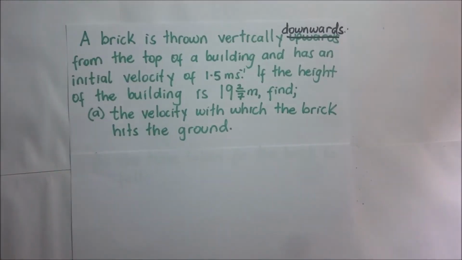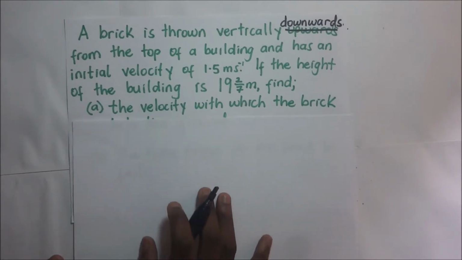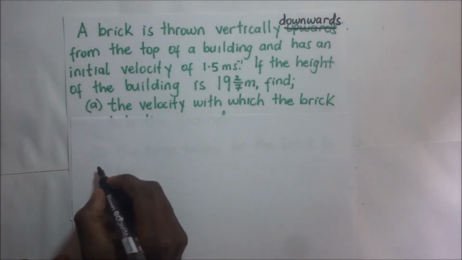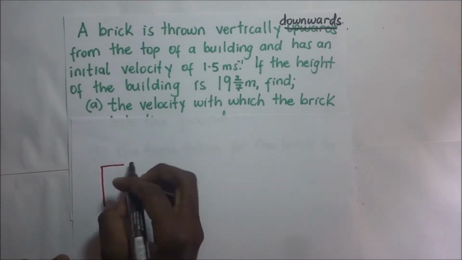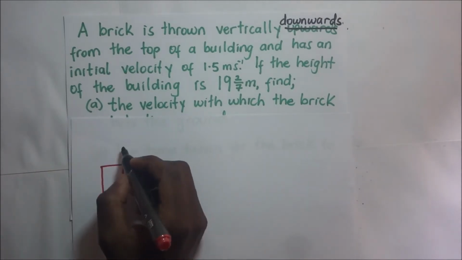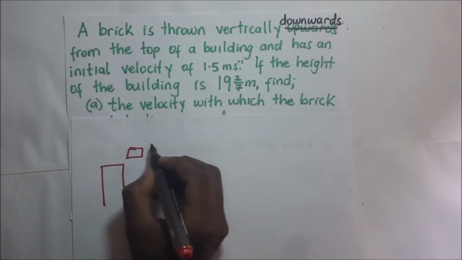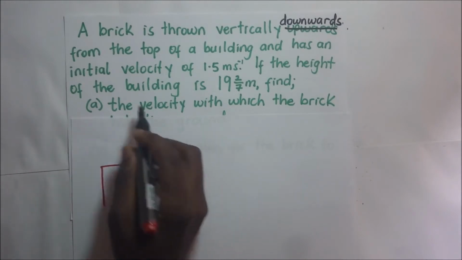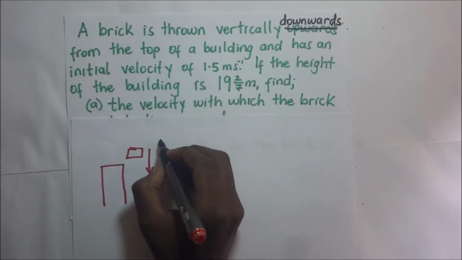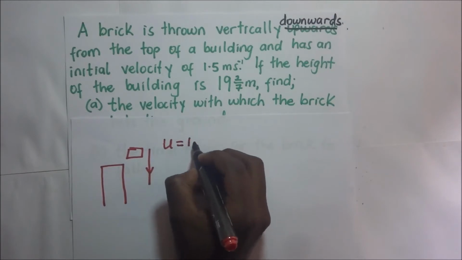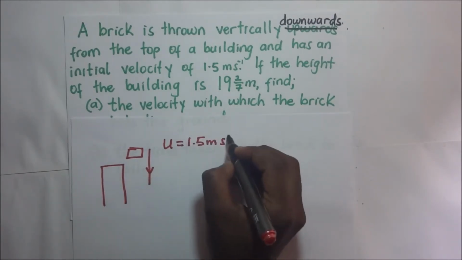So we have a question right here. A brick is thrown vertically downwards from the top of a building and it has an initial velocity of 1.5 meters per second. If the height of the building is that, find the velocity with which the brick hits the ground. As usual, we first summarize the question diagrammatically. A brick is thrown vertically downwards, so it's on top of a building, right? So we are having this being our building, and right on top here we are having a brick. It's thrown vertically downwards from the top of a building, and it has an initial velocity of that. So our initial velocity here is 1.5 meters per second.